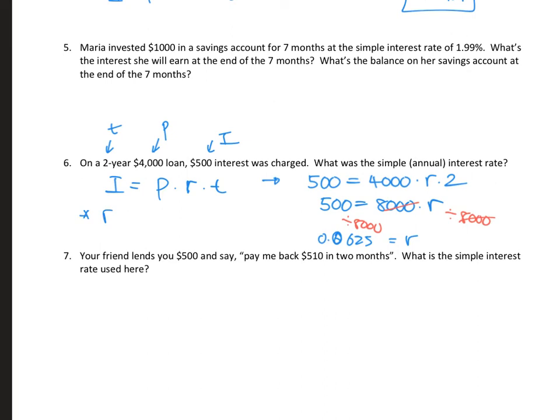So the interest rate is 0.0625. Usually when I answer an interest rate, I want to answer it as a percent. So how do I convert my decimal into a percent? I move 2 places to the right to make it into a percent. So 6.25%. That means the interest rate charged was 6.25%, whereas the actual money you paid was $500.